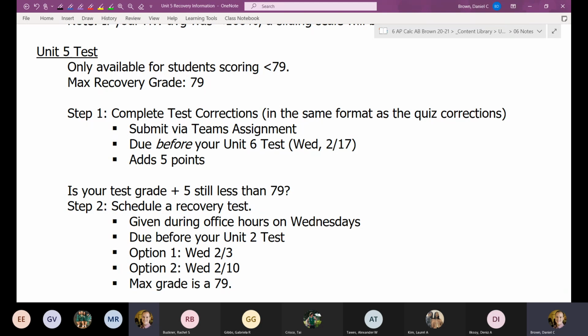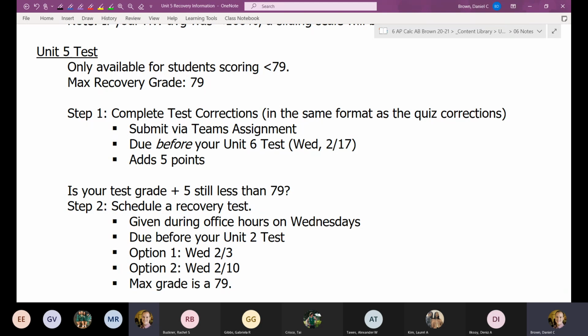If after doing the test corrections it's still below that 79, you can do a recovery test. To help me, because honestly, first semester I felt like I was spinning in circles scheduling recovery tests all over the place, I'm going to try, and we'll see how it works, doing certain days of recovery, especially since we now have those special Wednesday schedules for that kind of office hour period. So that's going to be my recovery time.